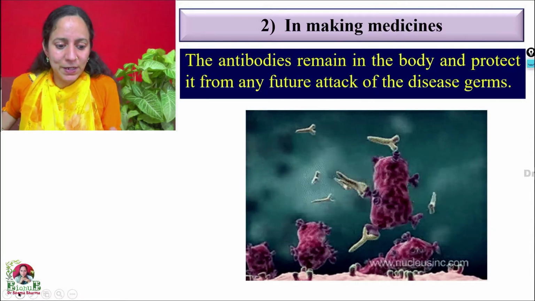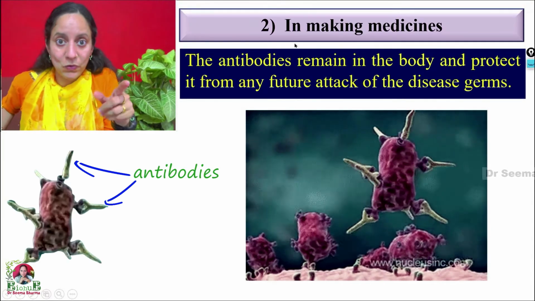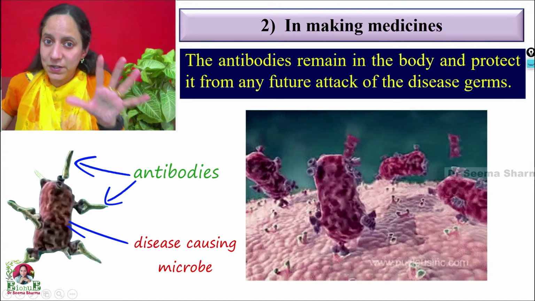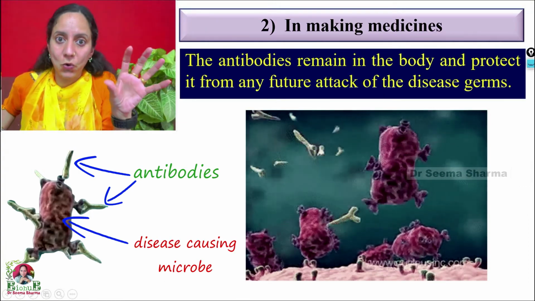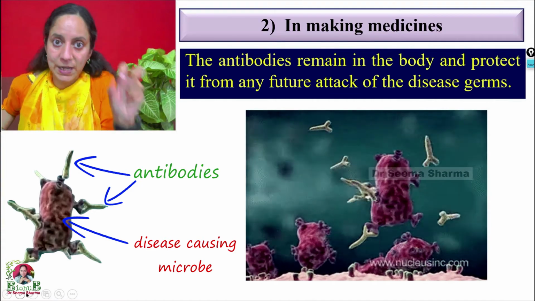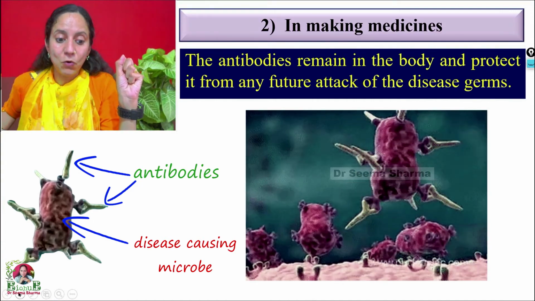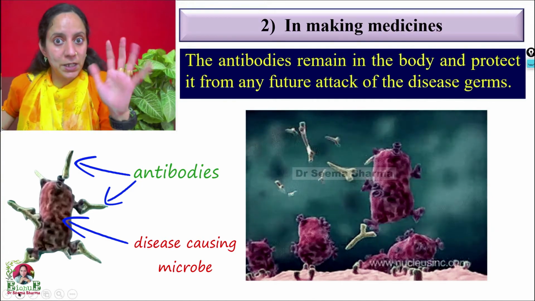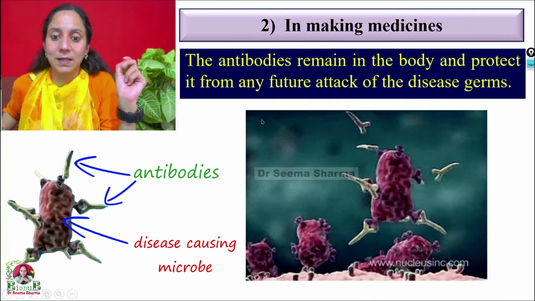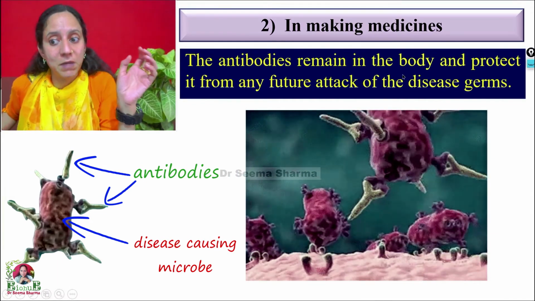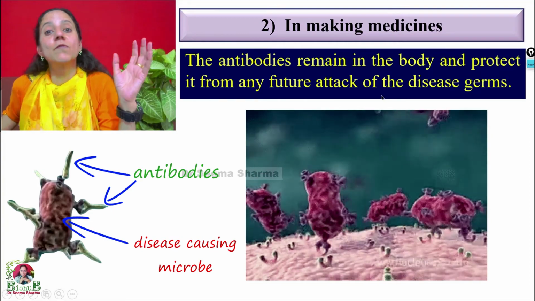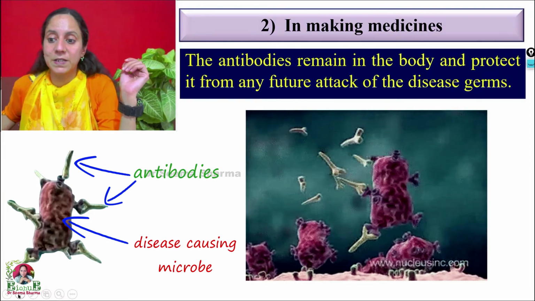So these antibodies, ये ना सिर्फ उस disease causing organism को पहचान के उसको ओवर पावर करके न्यूट्रलाइज करती हैं, बट वो कैसा है, दिखता है, उसका नेचर क्या है, वो सब याद रखती हैं. एंड दीज एंटीबॉडीज दे रिमेन इन द बॉडी एंड प्रोटेक्टेड फ्रॉम फ्यूचर अटैक ऑफ डिजीज कॉजिंग जर्म.